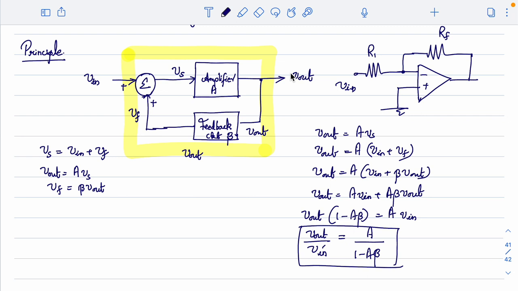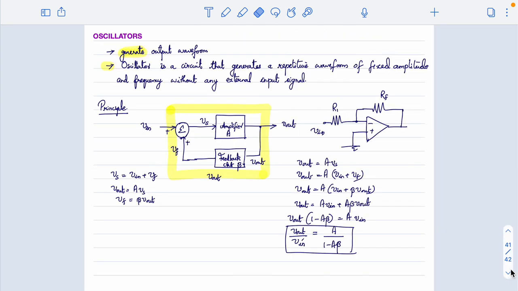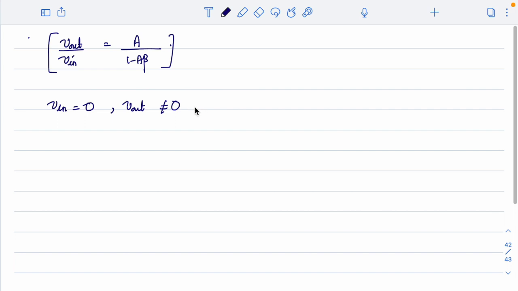Now, let me move to the next page. So what I have written is Vout by Vin is equal to A by 1 minus A beta. This is what in principle we have discussed with the block diagram. Now we know that in an oscillator Vin is 0, or we are not applying any input signal, right? So look at this relation between output and input. When Vin is equal to 0, what can we say about the output? We can expect a non-zero output. Vout cannot be equal to 0. Under what condition can I say that output is possible without input?